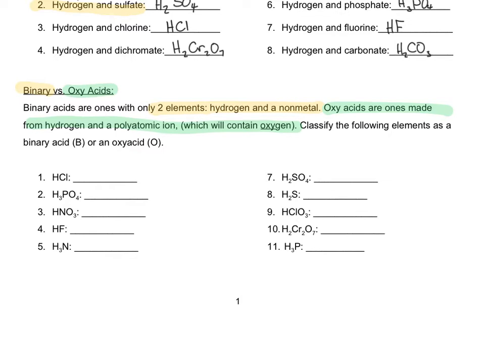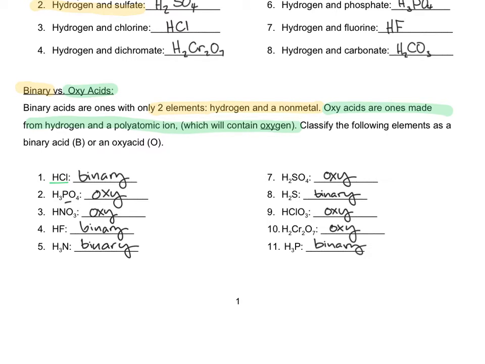We're going to look at the following list of acids, not of elements, of acids, and decide if each one is binary or an oxyacid. Let's look at number 1. HCl, that just has hydrogen and chlorine, so it is a binary acid. Next up, hydrogen and PO4, which contains oxygen and is a polyatomic ion, that must be an oxyacid. I'm going to pause it. You go through, try to answer all the rest of them, see if you get them right.